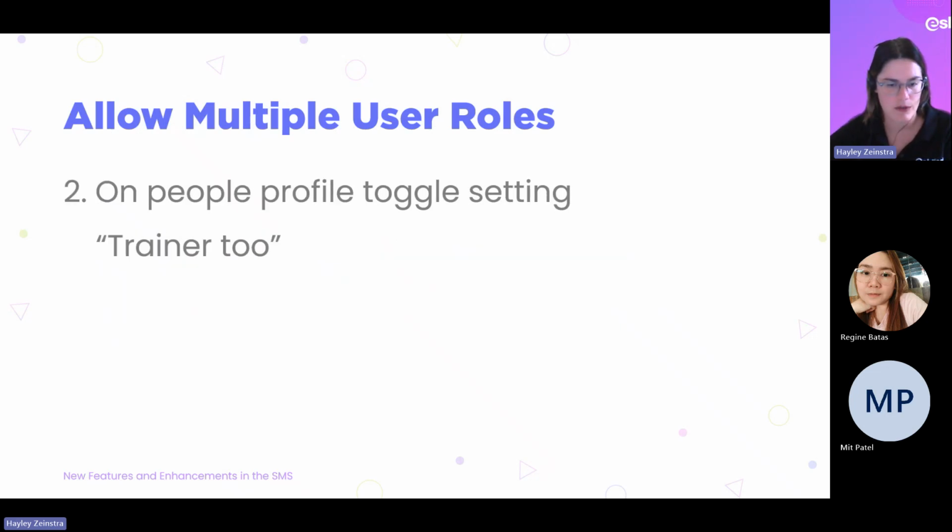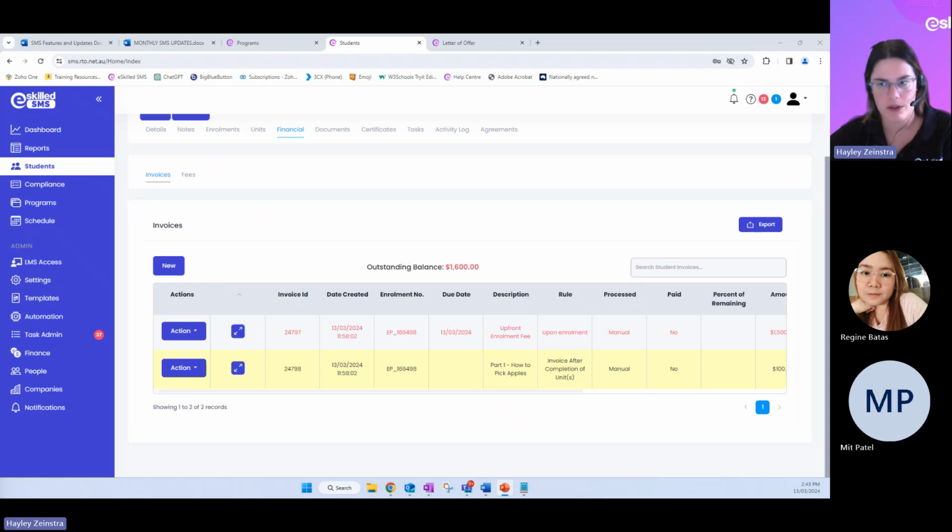Then there's an additional toggle if it is relating to them being a trainer as well on their people page. So you'll toggle that to show that they are a trainer too. So let's quickly go and show what that would look like in the system.